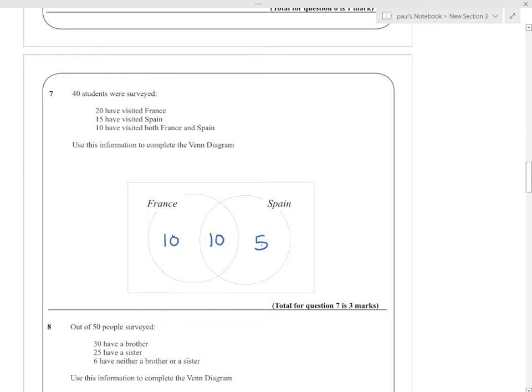Now this only adds up to 25, but there are 40 altogether. So some of the students didn't go to either of those places, which is the difference between 40 and 25, which is 15. So 15 people go down here in the corner because they didn't go anywhere.